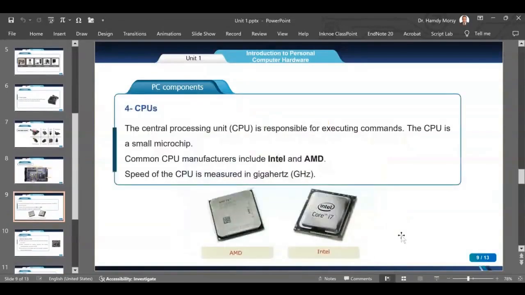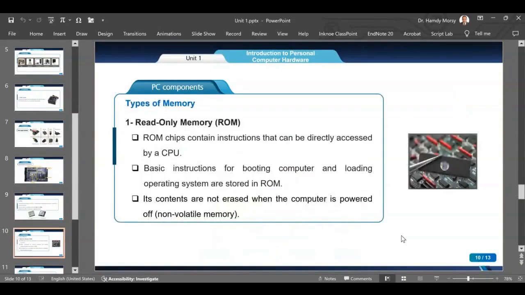The CPU is the central processing unit, and it is considered the brain of the computer that processes data and converts it into information. There is another part of the memory that is very important for the computer, which is the ROM, read-only memory. It is a memory unit only and contains the basic programs to operate the computer.